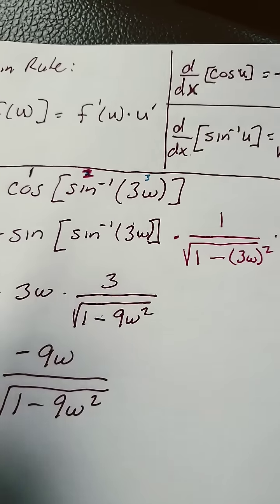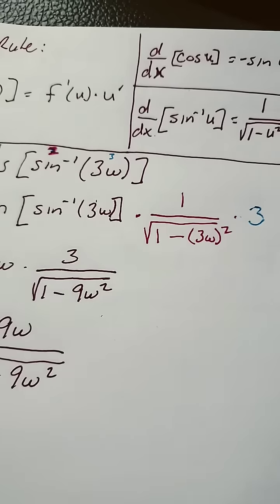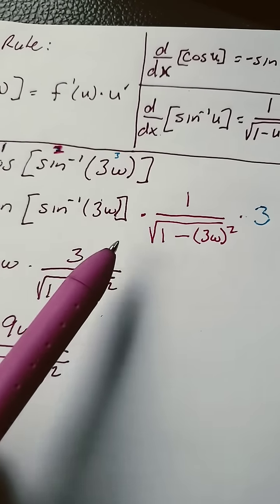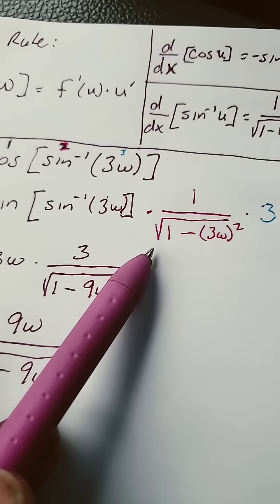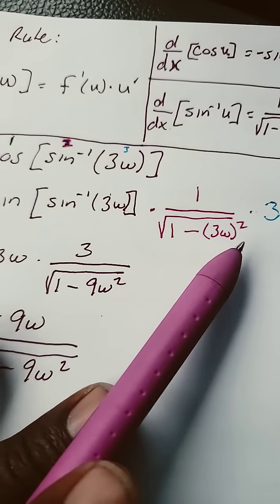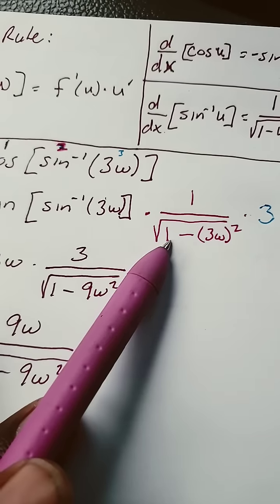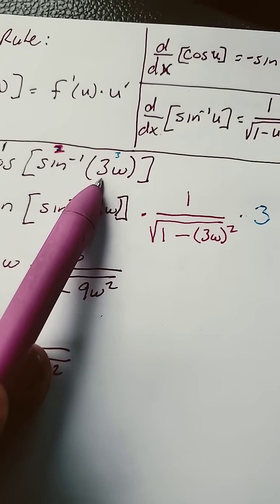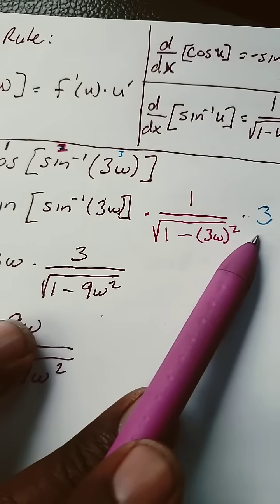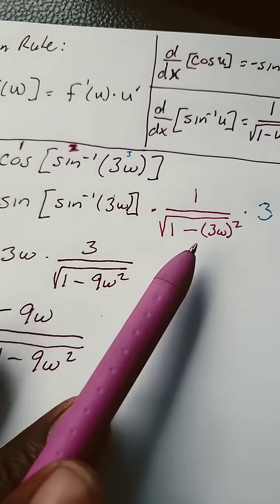So now the inverse sine derivative is going to be 1 over the square root of 1 minus u squared. Our u here is 3w, so that'll be 1 over the square root of 1 minus 3w squared. Then we multiply that by the derivative of the inner function. The derivative of 3w is simply 3. So now we want to clean this up.